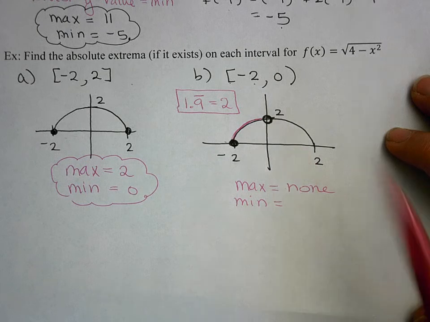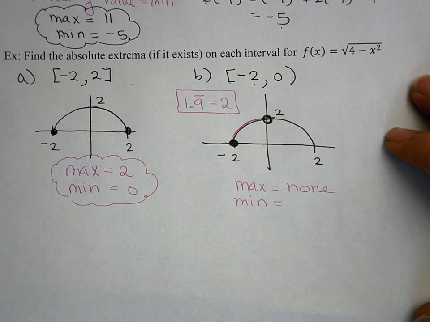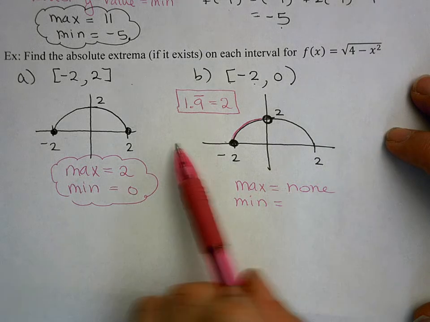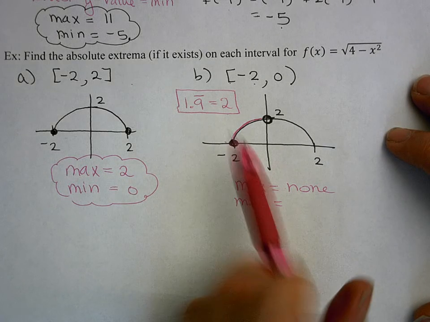So the minimum, though, the minimum one is easy, right? Minimum is, where is its lowest value? Closed dot, still there, so our minimum is 0.